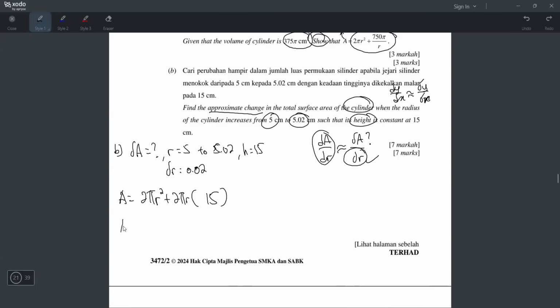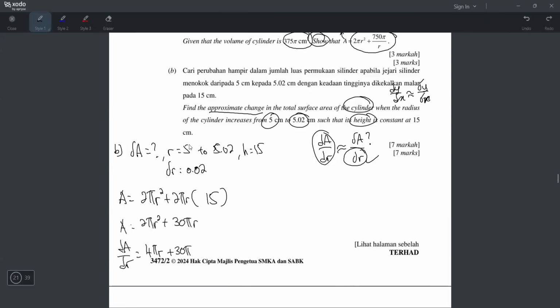Okay, so now it becomes A equals 2 pi r square plus 15 times 2 is just 30 pi r. Okay, now we do dA dr. Okay, when you differentiate, you ambil power darab number depan sini and then power minus 1. So 2 times 2 pi is 4 pi. Power minus 1 is just r power 1 lah. Tambah, okay, differentiate 30 pi r, just 30 pi. You left with this. Now you ganti the r.